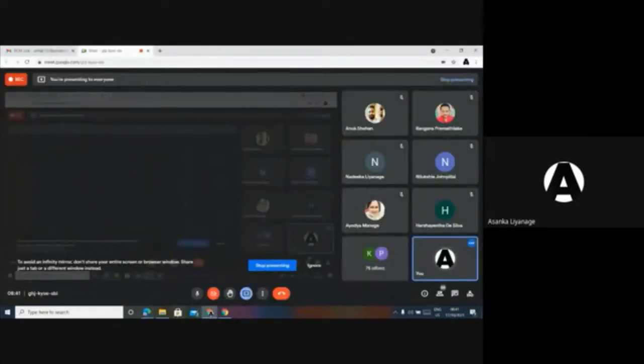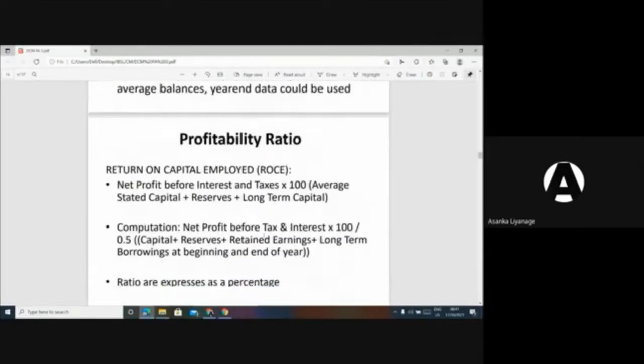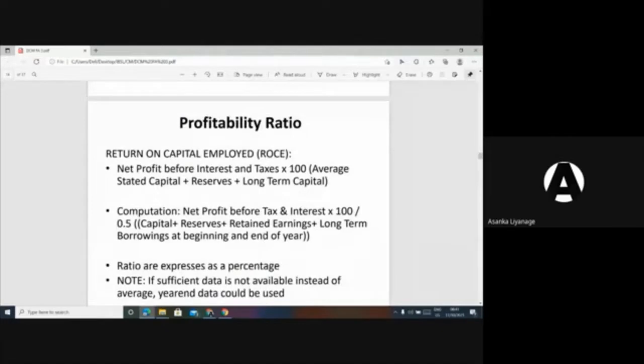Right, okay. We'll move on. Still profitability ratio. Here this ratio, return on capital employed, ROCE. Now, when marking examination, yes.